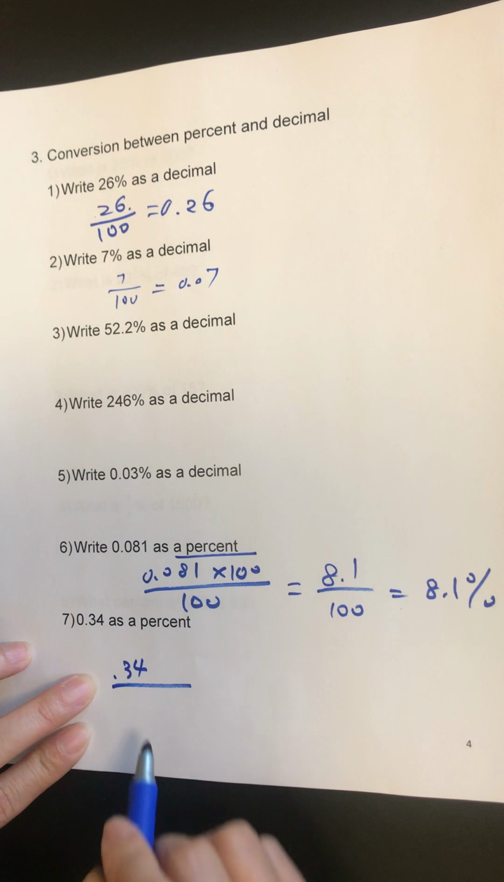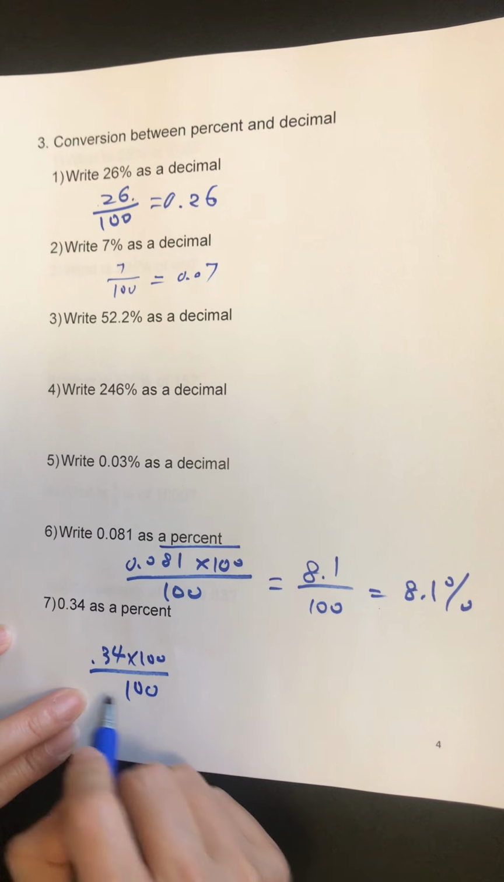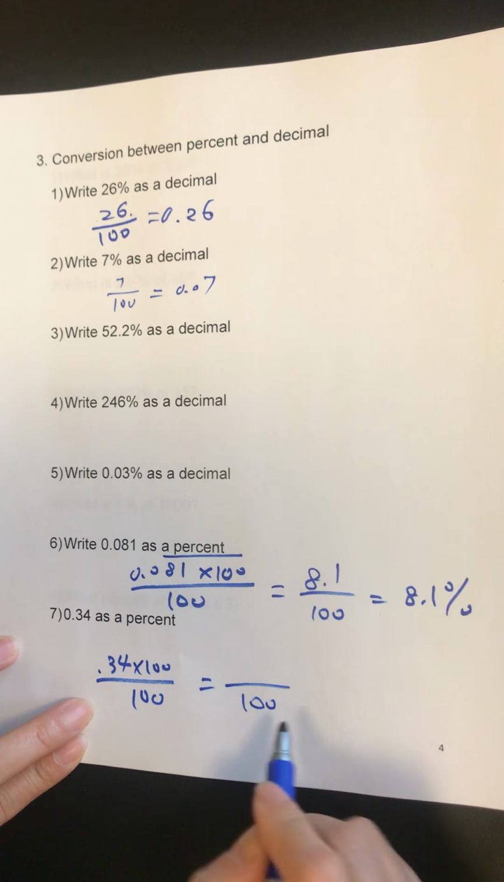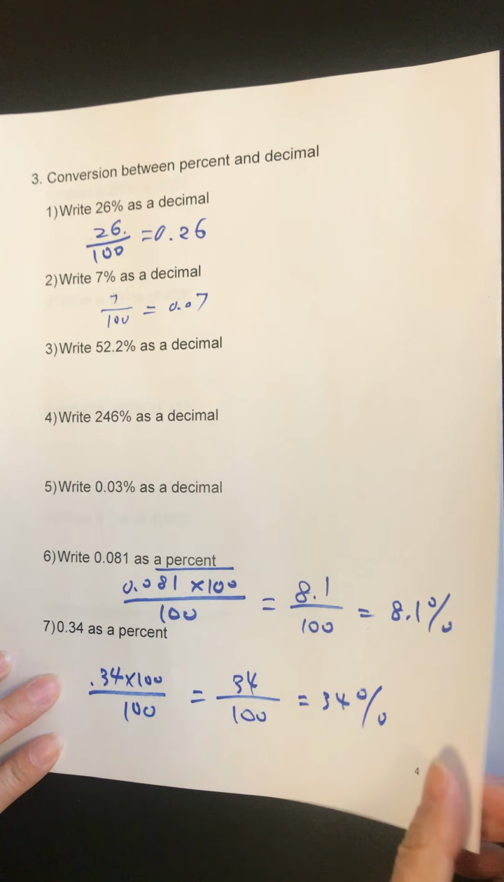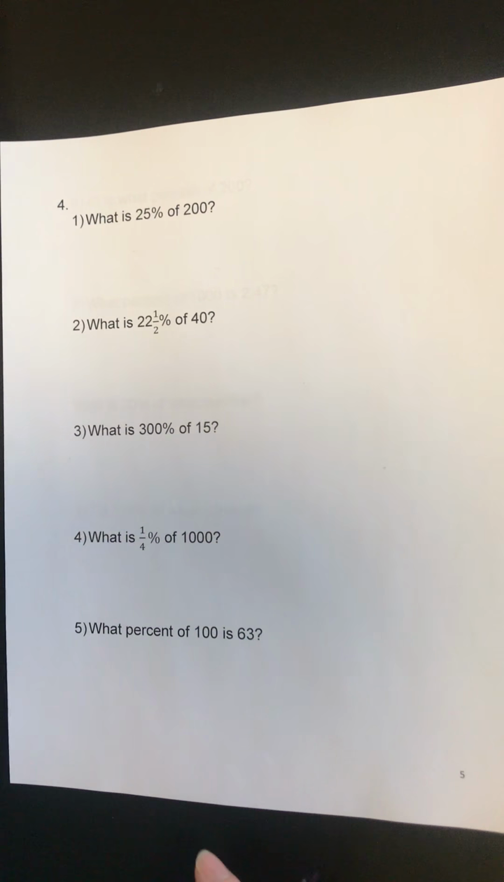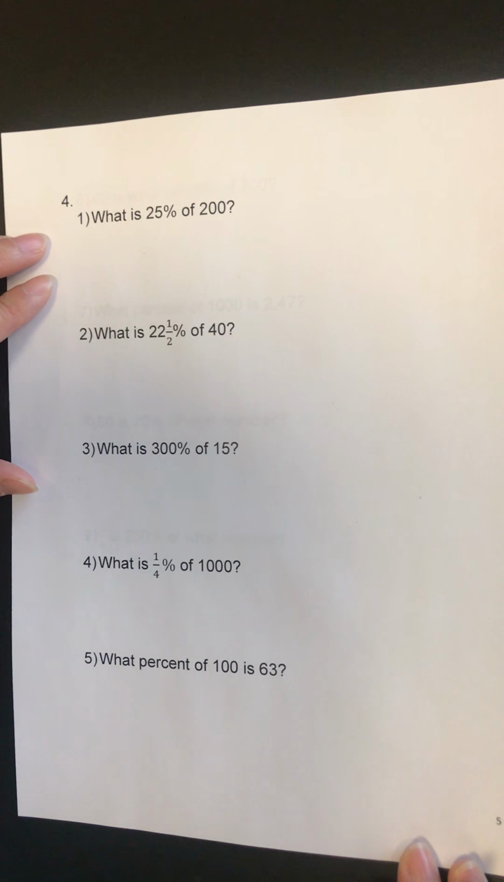0.34, to convert that into percent, we multiply top and bottom by 100. So the bottom is 100, the top is 34, so therefore it's 34%. Okay. So here is a little bit of calculations.